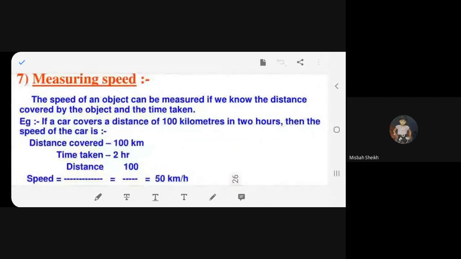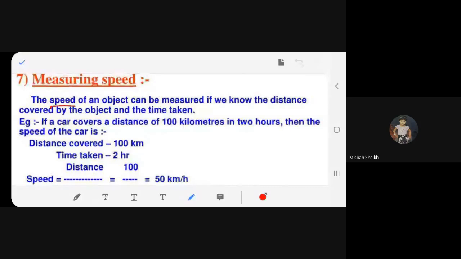Now we'll see how to measure speed. The speed of an object can be measured if we know the distance covered by the object and the time taken. So, for speed, what is required? Distance and time. If these two are given, then and only then can we find the speed. Otherwise, we cannot find the speed. So, what is important? Distance and time.